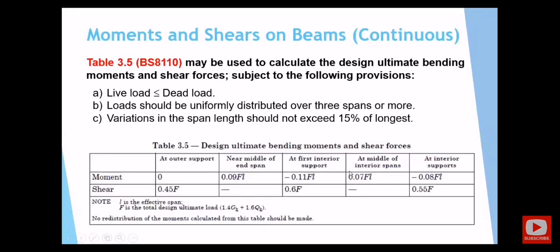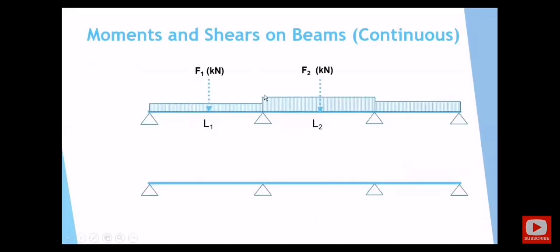And as we did for the slabs, if you have a first interior support, and the span on the left and the span on the right are not similar, you have to take the average from both values. So it will be minus 0.11 times F1 L1 plus F2 L2, divided by 2. You get the average from both sides. Okay, let's see it more clearly here.